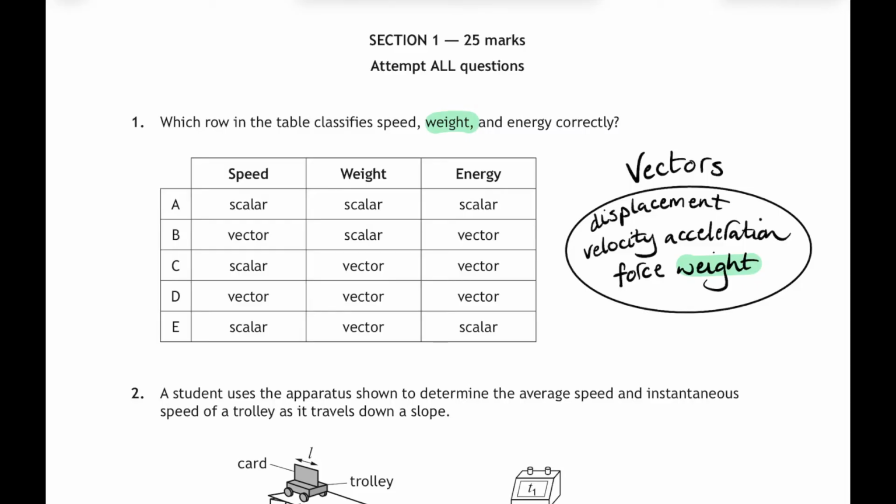So if we are asked to classify speed, weight and energy correctly, then the only one of them that is a vector is weight. So speed and energy must be scalars then. Let's highlight them first then. So speed is a scalar and energy is also a scalar, but weight is a vector. And then the only row in the table where everything is highlighted is in answer E. So that's 1E. Question 2.